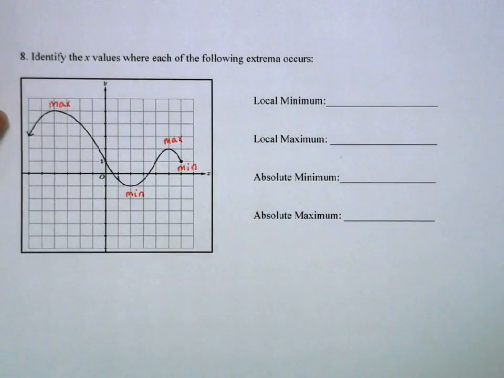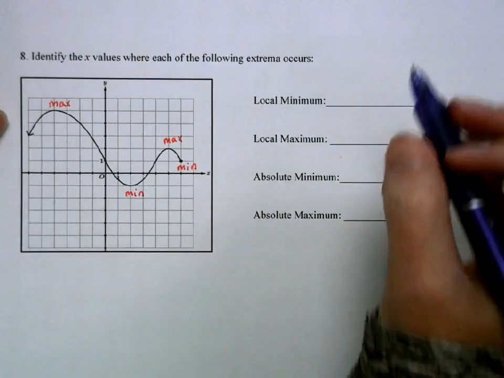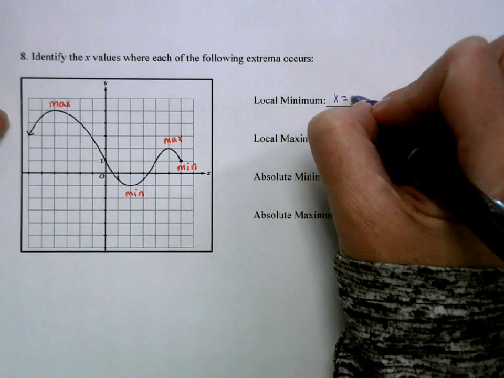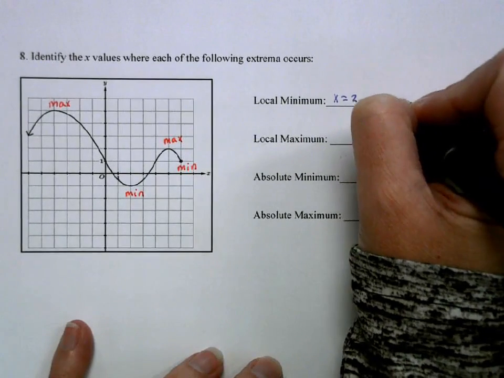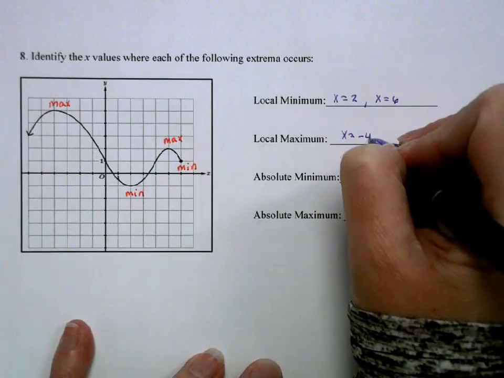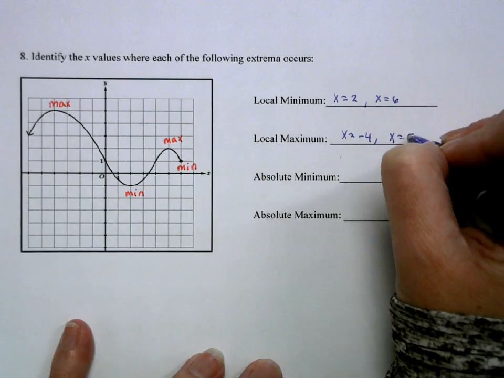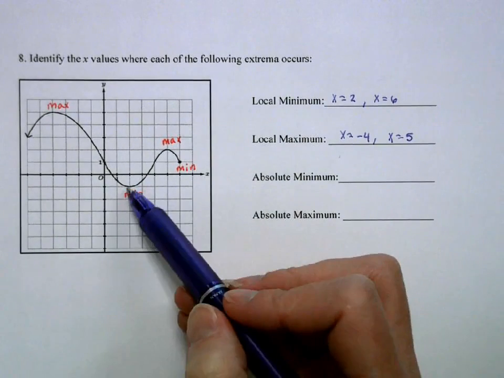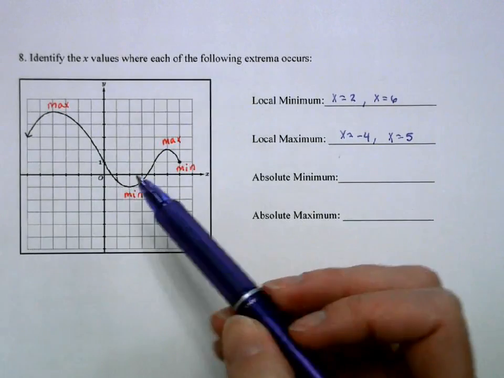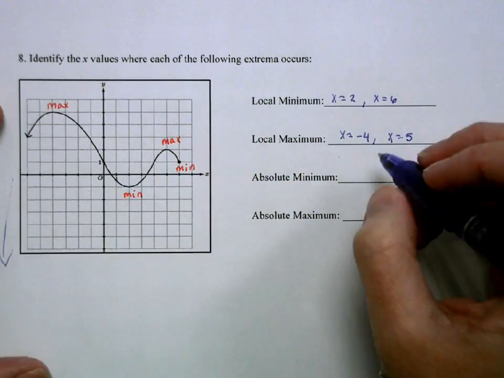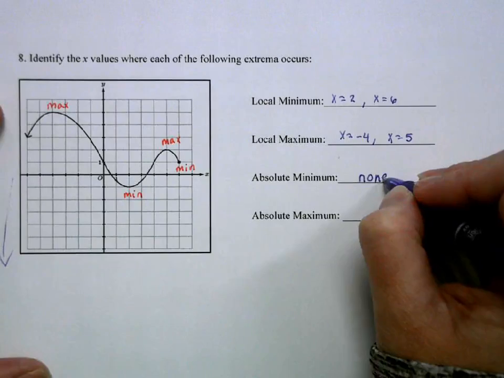Okay, so all maximums are local, or minimums are local. So we have a local min at x equals 2 and at x equals 6. The local maxes, here and here, at -4 and +5. Absolute, we're looking at those values and seeing if they are the smallest value or the biggest value. For the minimum, if we weren't paying too much attention, we might say that's an absolute minimum, but because this is going to continue to go down, there's going to be values lower, which means we have no absolute min, but we do have an absolute max.